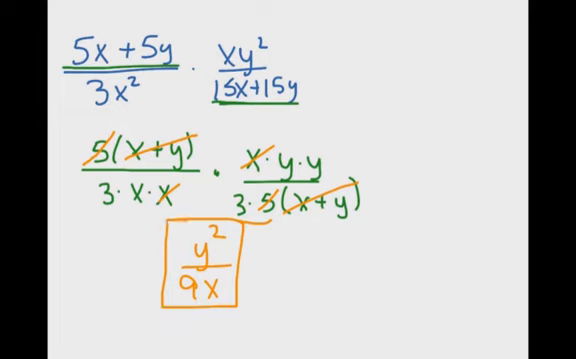Alright, so this is exactly the same as the section before, using the simplifying. The only thing that's different is at the end, we multiply straight across. Alright, so let's review.